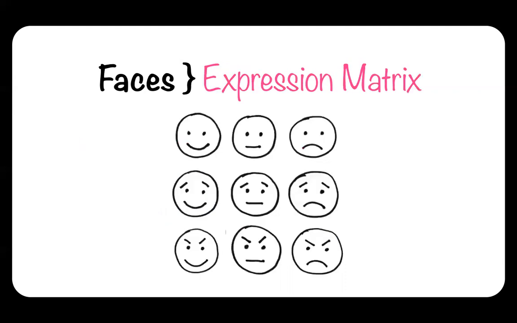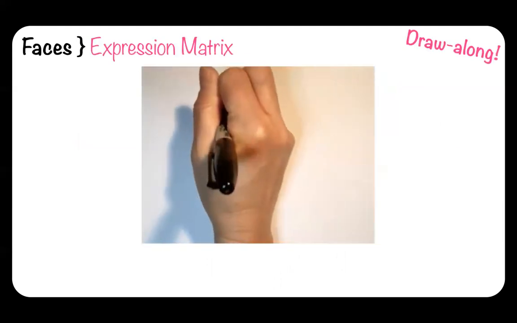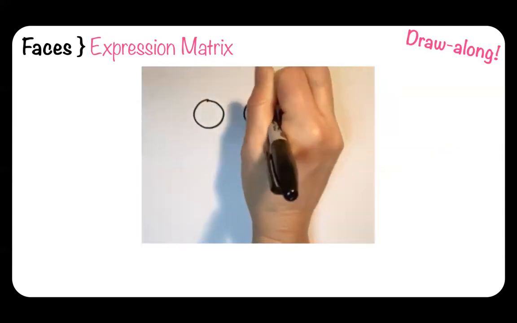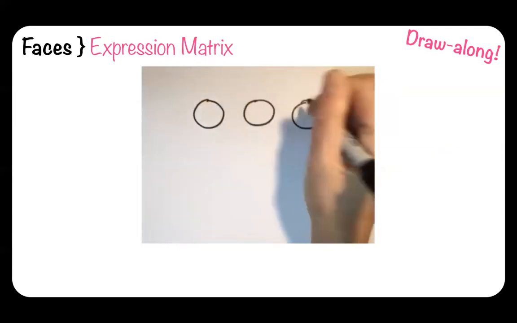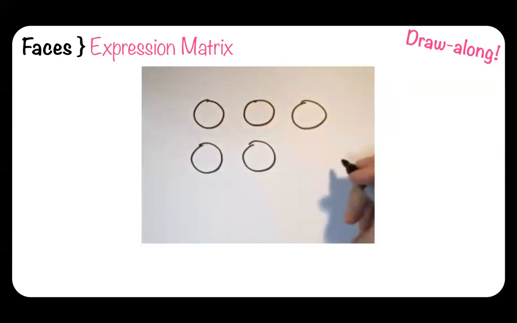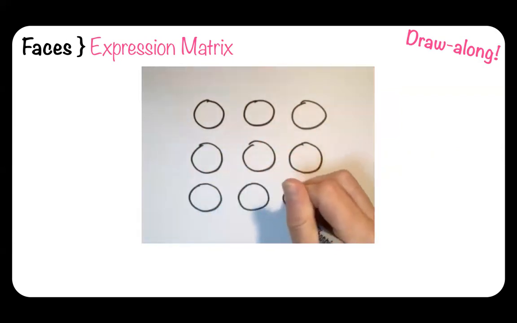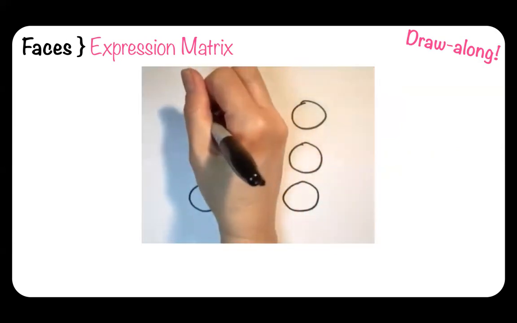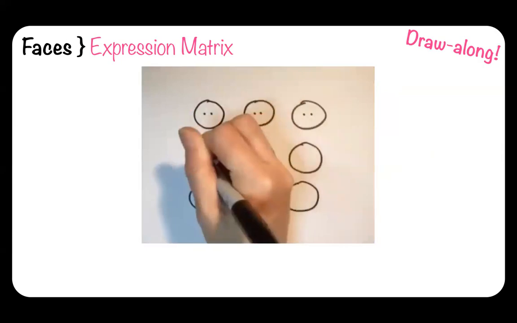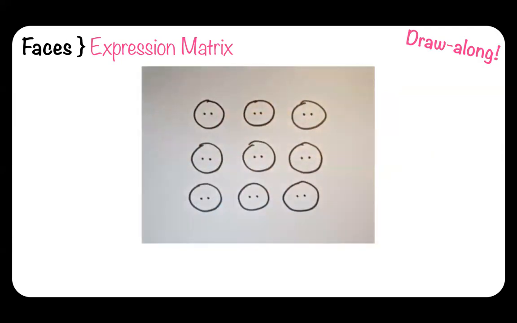Let's start with the expressions matrix. In this demo, you can follow along. Go ahead and draw 9 circles about the size of a quarter, 3 rows of 3. And in the middle of each circle, put 2 dots, kind of like you're drawing a button. These will be the eyes.